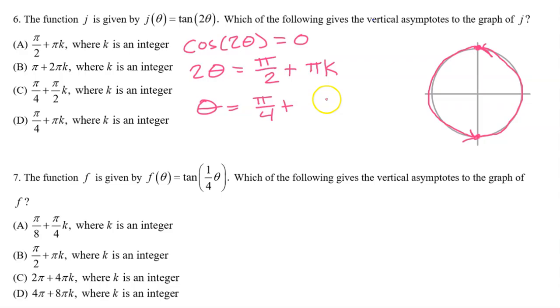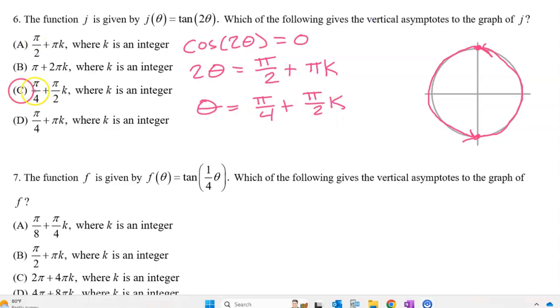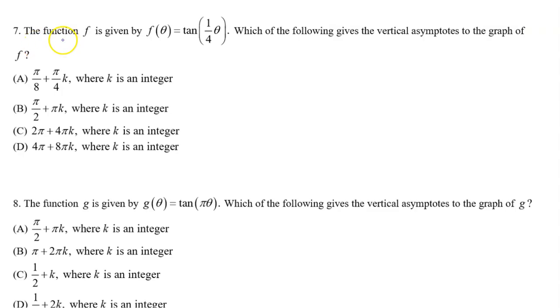And pi k divided by 2 is just pi over 2k. So the answer is C. Number 7. The function f is given by f of theta equals the tangent of 1/4 theta. Which of the following gives the vertical asymptote to the graph of f?